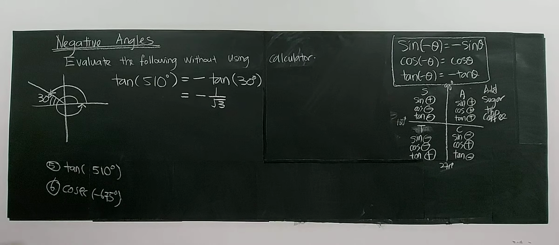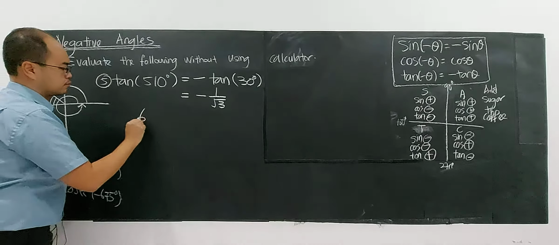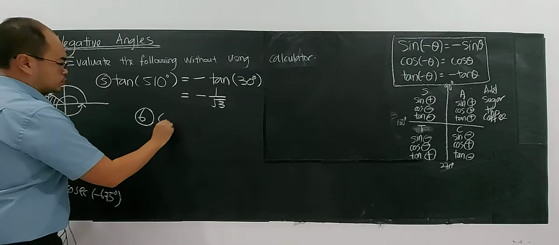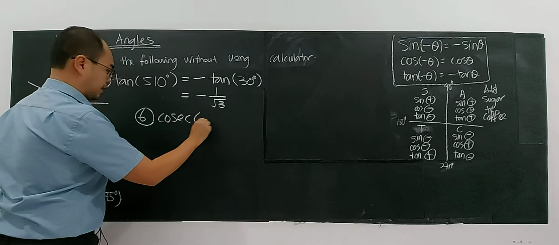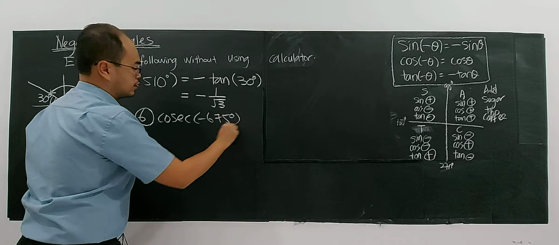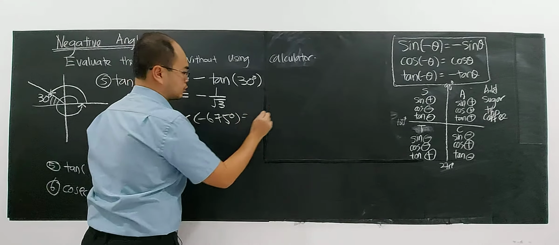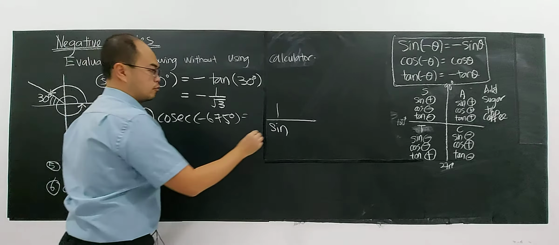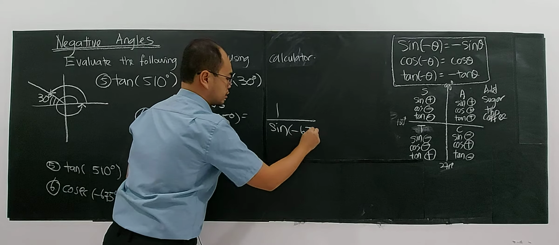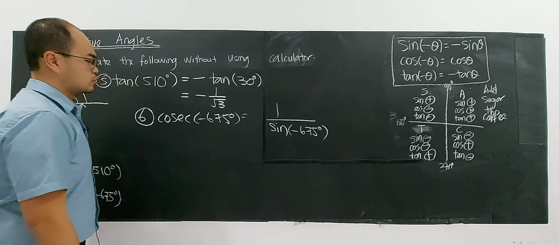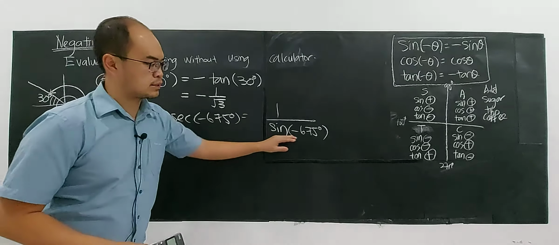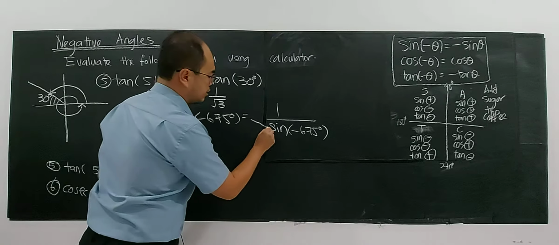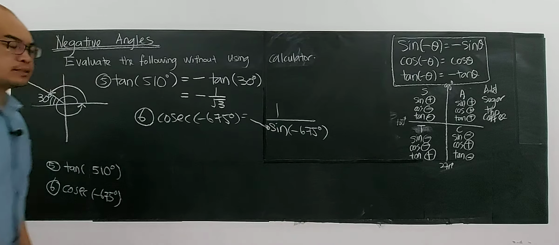Alright, let's look at number 6. You have cosecant of negative 675. And cosecant, you know, is actually 1 over sine of negative 675 degrees. So now I'm focusing on finding the value of sine negative 675.